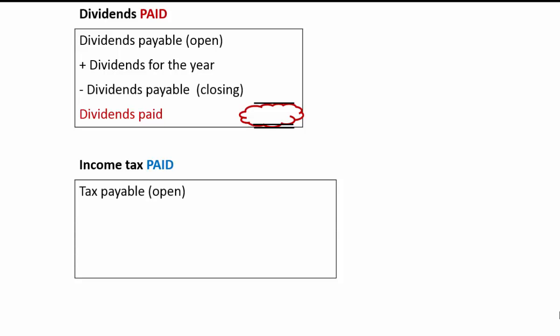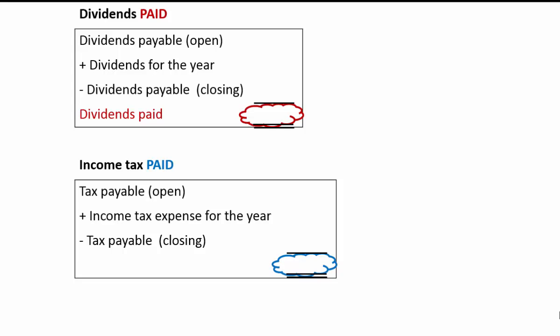The last line item is our tax paid. You will also start with the tax that is payable at the beginning of the year. You will add your income tax for the year from the income statement, and you will subtract the closing balance for tax payable. And that, when you total it up, will give you the total tax paid for the year.